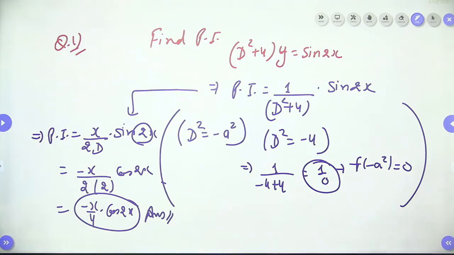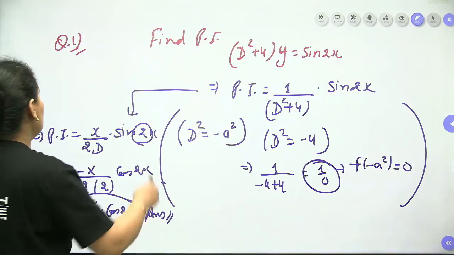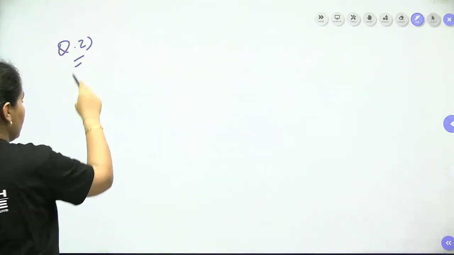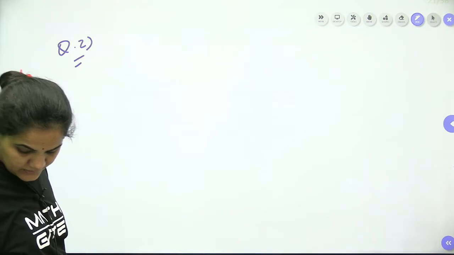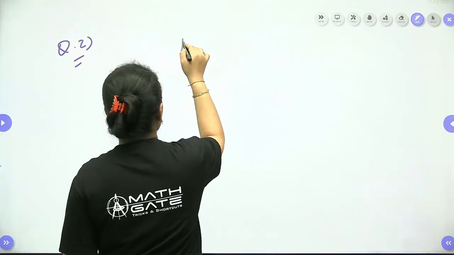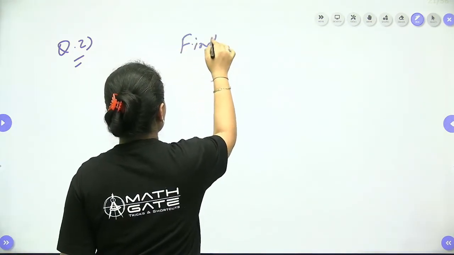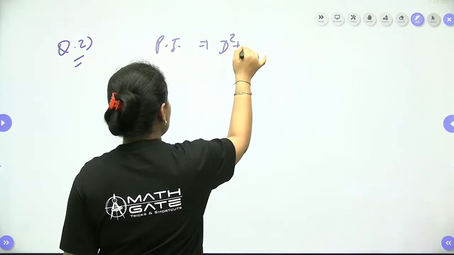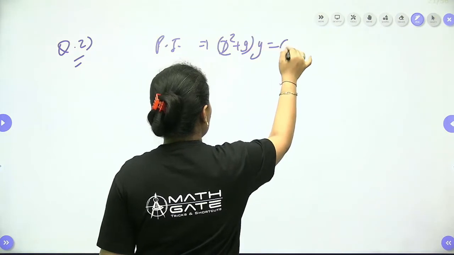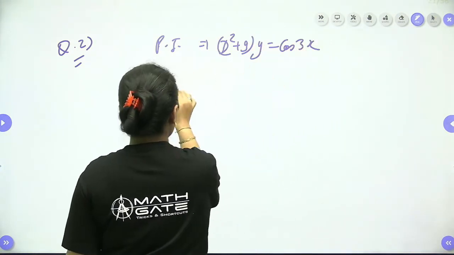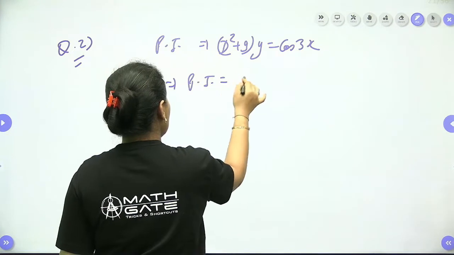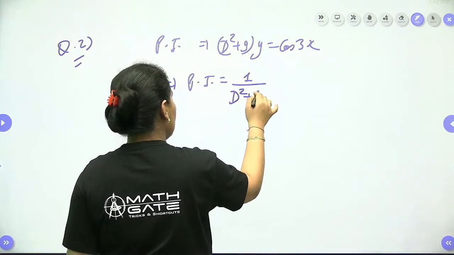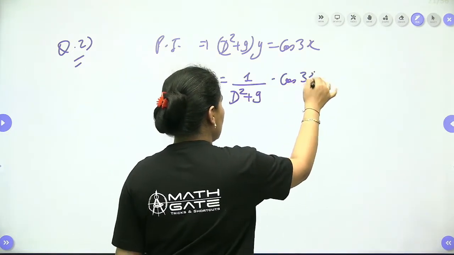Is it clear to everyone? I think it's clear to everyone. Okay, so now let's approach one more example. Let me show you one more example based on this one. If the question is: find the PI of D square plus 9 into y is equal to cos of 3x. So we can approach again. The PI will be 1 by D square plus 9 into cos of 3x.